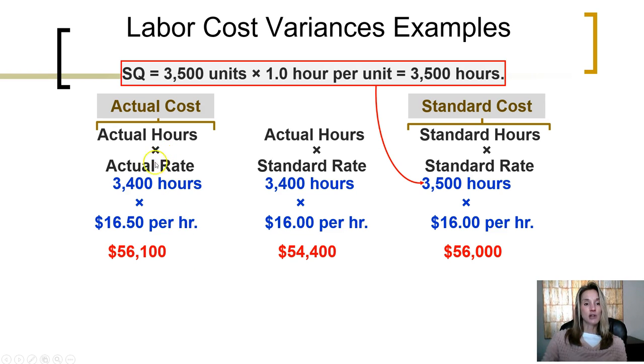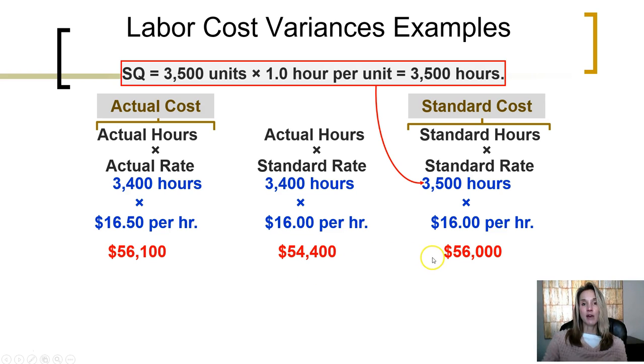If we take the actual hours used, 3,400 labor hours, at an actual rate paid of $16.50 per hour, we calculate our total actual labor cost. If we take our actual hours used, 3,400, times what the standard rate should have been at $16 per hour, we calculate the flexible budget amount for labor of $54,400.